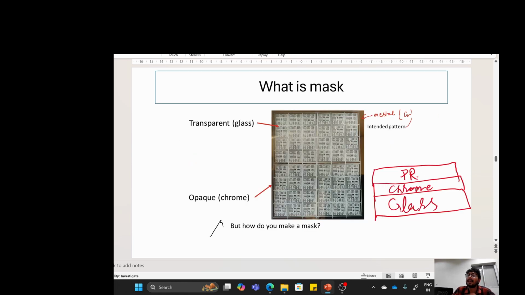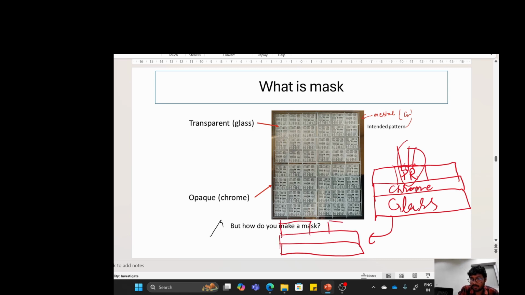Let us say you shine the laser light in this region, with scanning. I am showing just this portion only. Then you develop it. What you will get after development is glass, chrome, and this pattern in the photoresist.